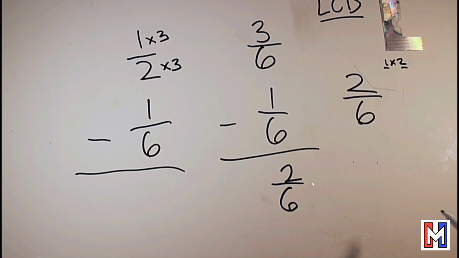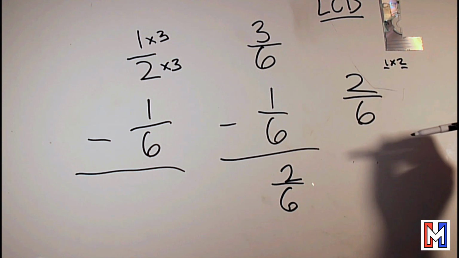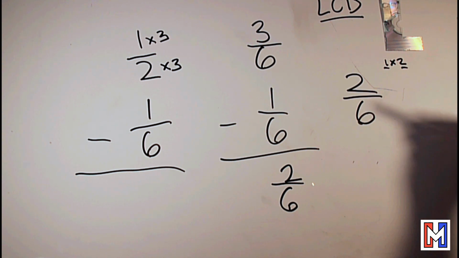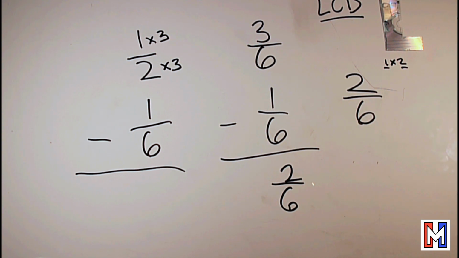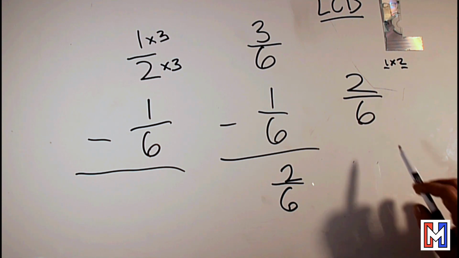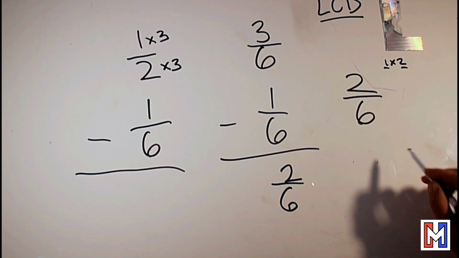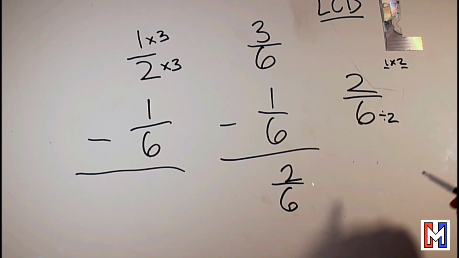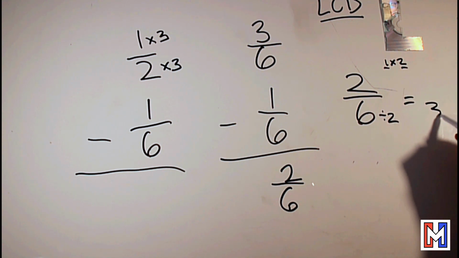Because when we have 1 as a factor, if we divide 6 by 1, we get 6. And that's pointless. It didn't do anything. So let's try dividing by 2. Can we take 6 and divide it by 2? Yes, we can. 6 divided by 2 is equal to 3.